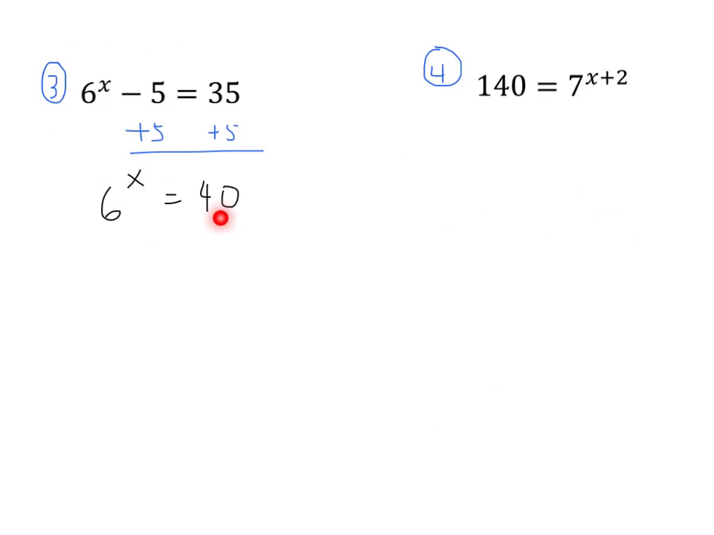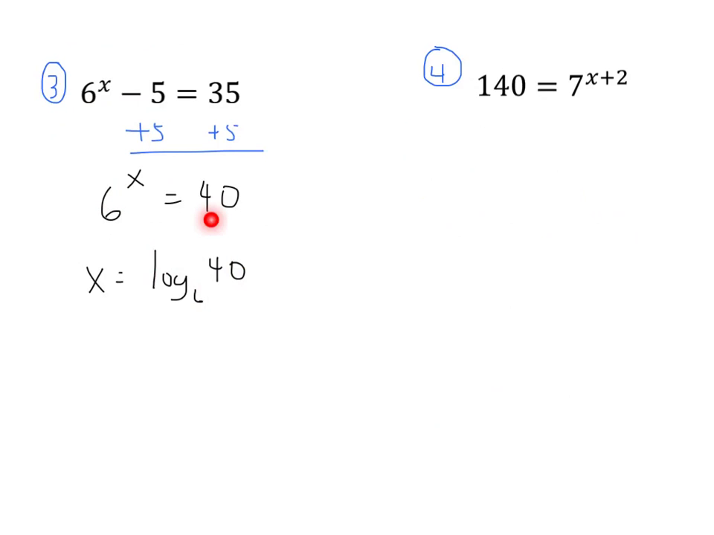But again, we can use our logarithm. Because this x, that's our logarithm, the exponent that takes our base, 6, to equal 40. So x has to be equal to log base 6 of 40, because this logarithm is the exponent that I need to raise 6 to, to become 40.